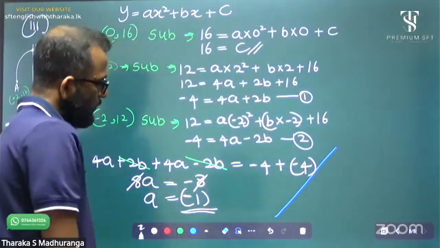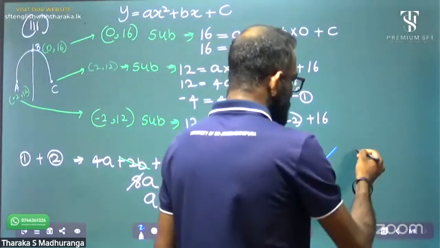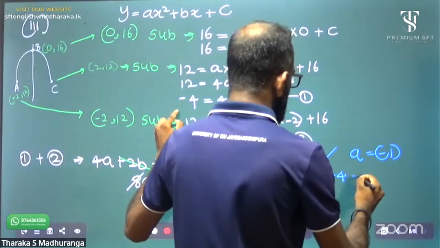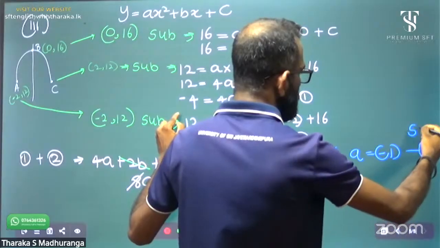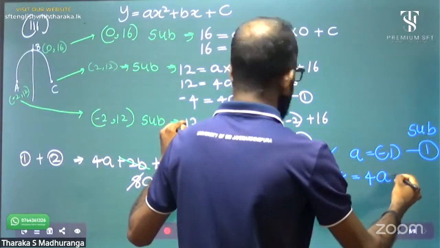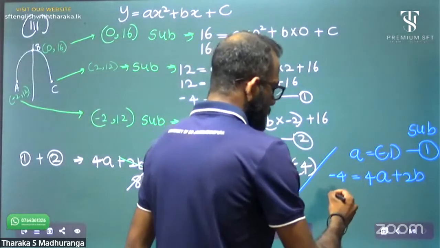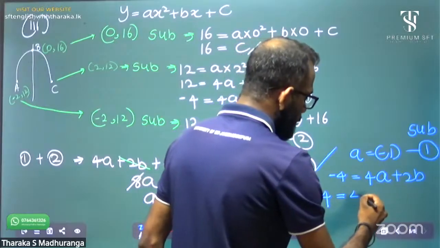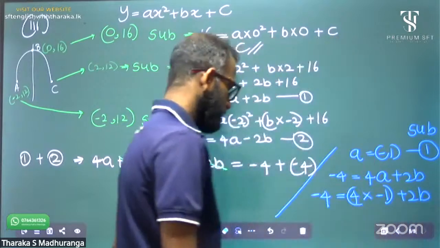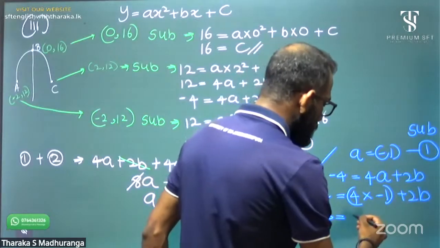What we have to do next is substitute a equals minus 1 into the first or second equation, whichever. Substitute into the first equation, it's better. Minus 4 equals 4a plus 2b. Minus 4 equals 4 into a value, which is minus 1, plus 2b. Minus 4 equals 4 into minus 1, which is minus 4, plus 2b.